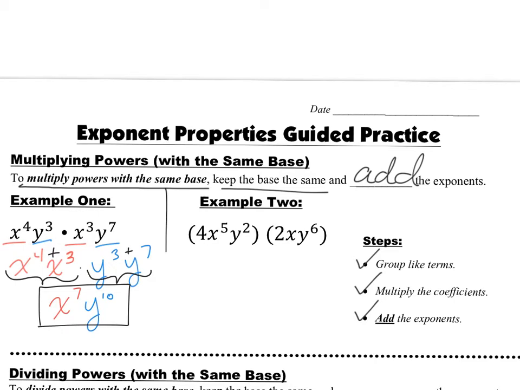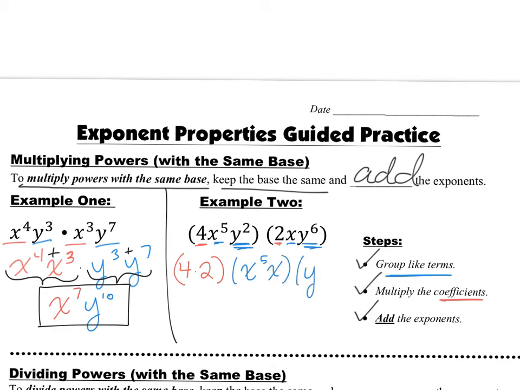In example 2, we're going to go ahead and group the like terms again. So 4 and 2, those are our coefficients. Our like terms are x to the fifth and x, and then y to the second and y to the sixth. So those are our like terms. So when I regroup these, I'll have 4 times 2, and then I can regroup my x values, so x to the fifth and x, and then y to the second and y to the sixth.